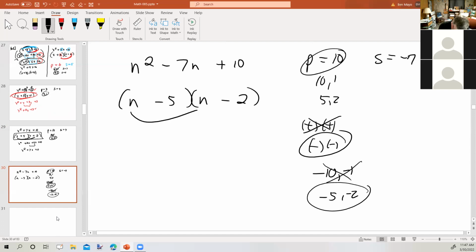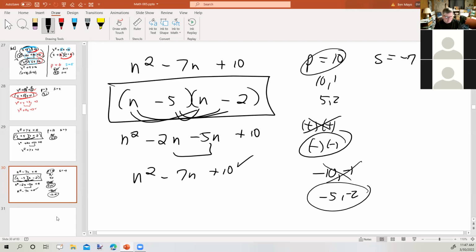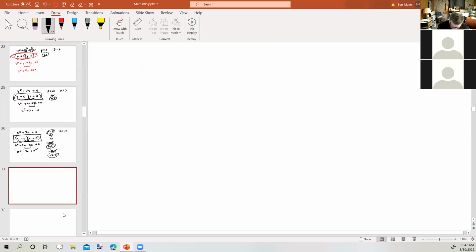Let's check our work. N squared minus 2n minus 5n plus 10. Combine like terms. N squared minus 7n plus 10. And it checks. So there is our answer. Again, any questions about that one? Okay, let's take a look at this one.